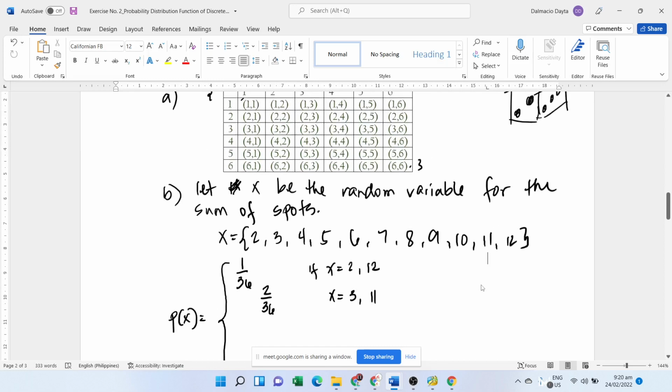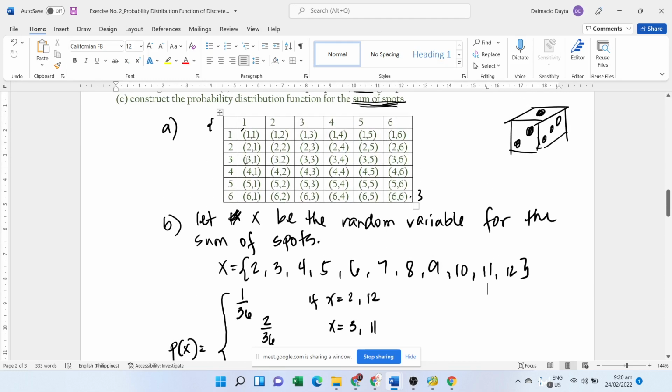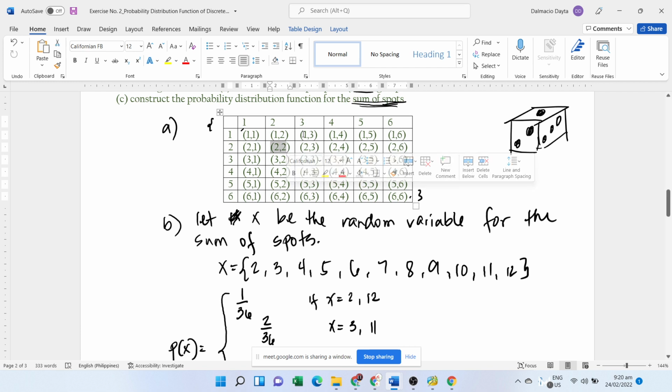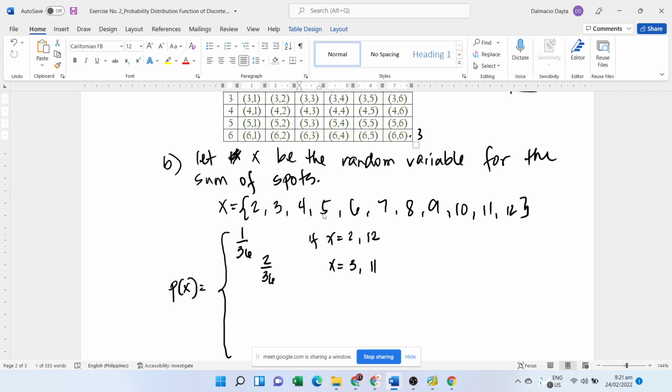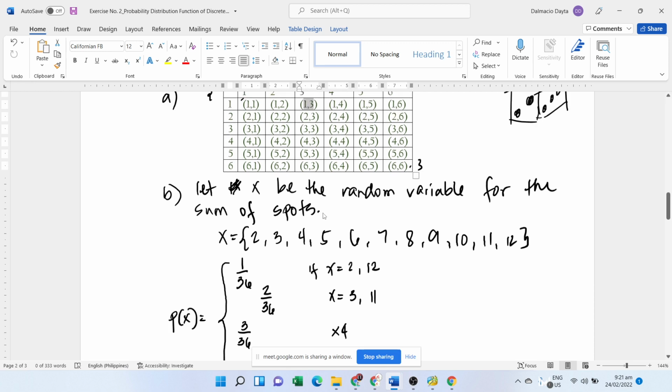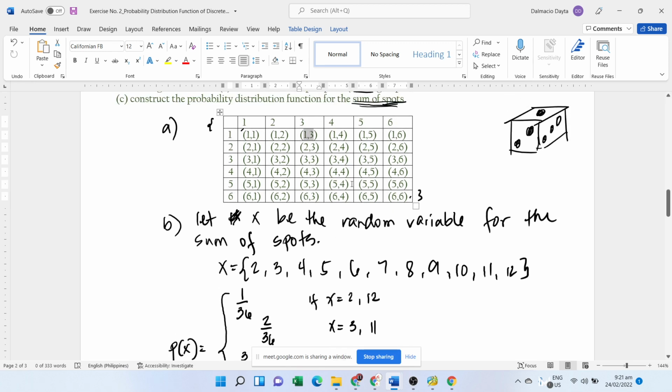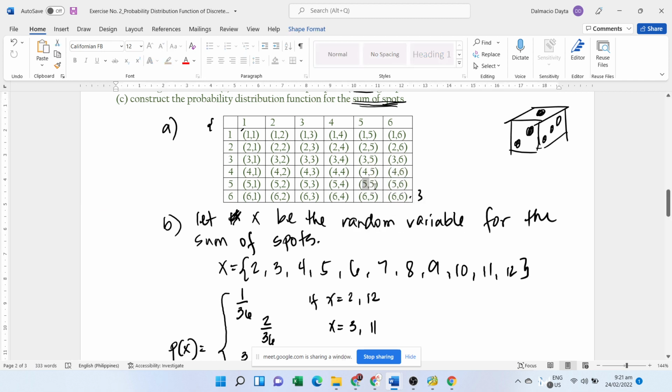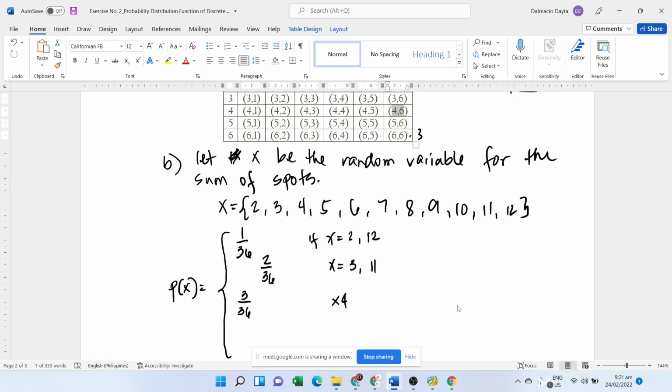Ganun din kapag 4. Tingnan niyo kapag 4. Tatlo yon. 3 plus 1, 2 plus 2, 1 plus 3. So kapag x is equal to 4, 3 out of 36. Na? Ganun din kapag 10. Tingnan niyo yung 10. 6 plus 4, 5 plus 5, at saka 4 plus 6. So that is when x equals 4 or 10.